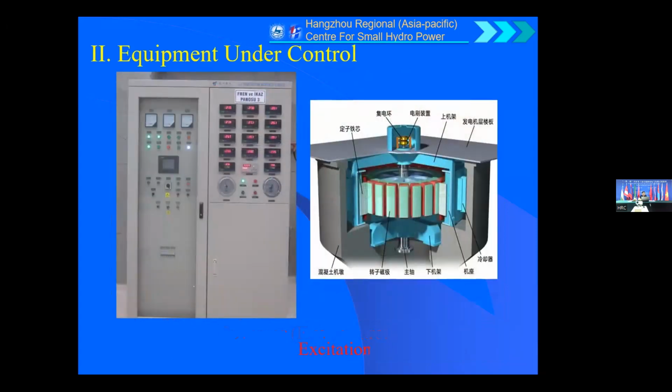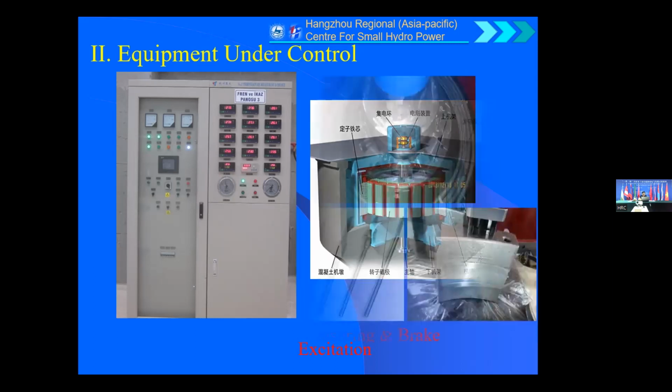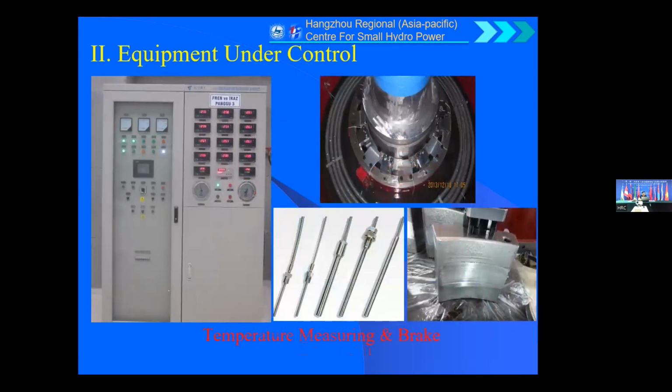Okay, this is the excitation system. The excitation system will control the current. Excitation current goes through the rotor, right? And to control the magnetic field of the unit. And on the right part of this picture, we can see the temperature measuring and brake system here.